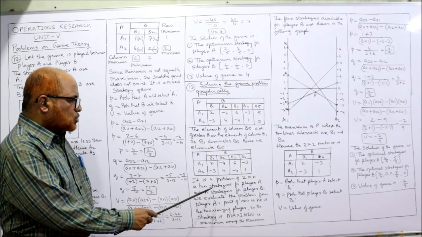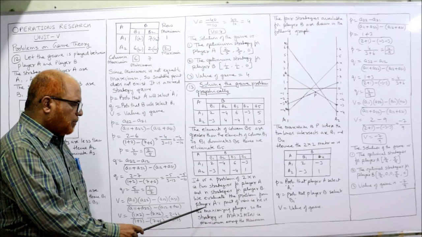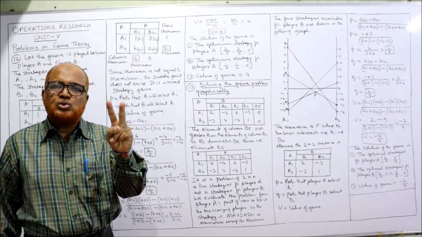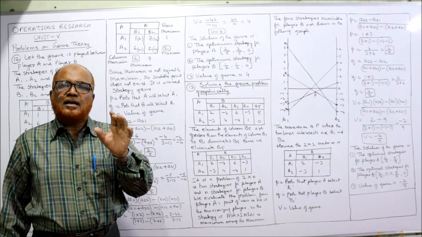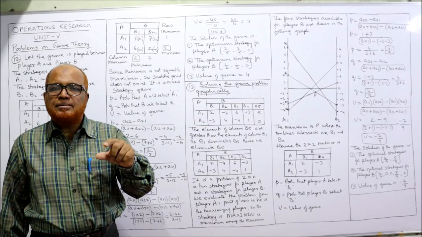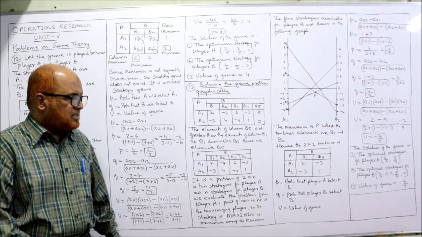We evaluate the problem from player A's point of view, because A is having only 2 strategies. So we evaluate the problem from the point of view of player A. And player A is a maximizing player, and the criteria for maximizing player is maximin. Maximum among the minimums. That is the criteria for maximizing player.